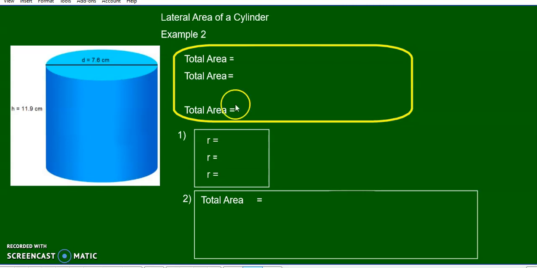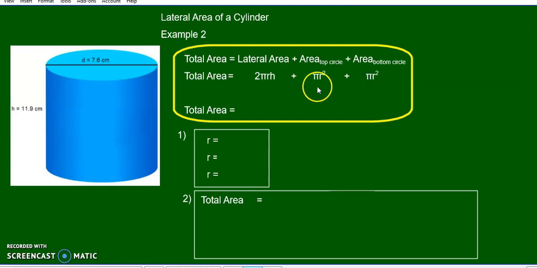So remember, the total area of a cylinder is the lateral area plus the area of the top plus the area of the bottom. Okay, so we can do that. Let's look at the actual formula. Remember, the lateral area is the circumference times the height. 2 pi r is the circumference, times the height, and that will give us the lateral area, and then pi r squared plus pi r squared.